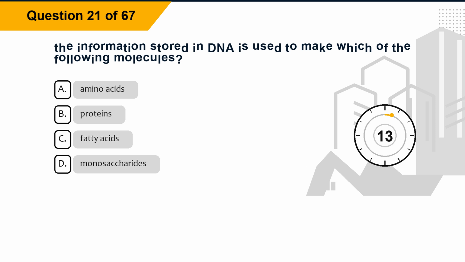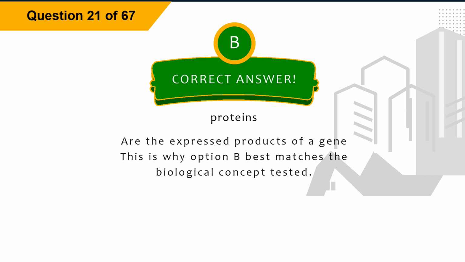Question 21. The information stored in DNA is used to make which of the following molecules? Option A, amino acids. Option B, proteins. Option C, fatty acids. Option D, monosaccharides. The correct answer is option B, proteins.